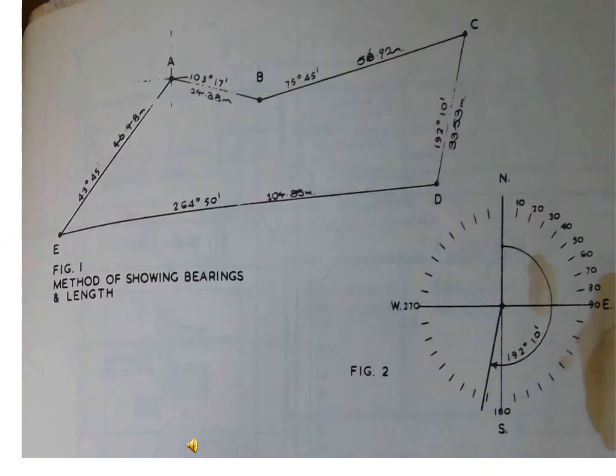Typical survey drawings. In a survey drawing you see all the distances, angle measurements, and distances. So this survey drawing shows the bearing. Every line is indicated by a bearing.